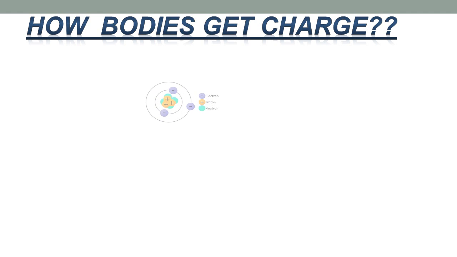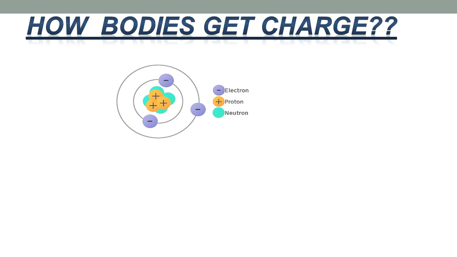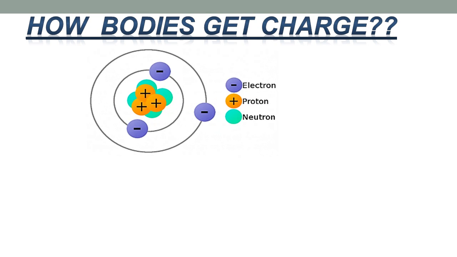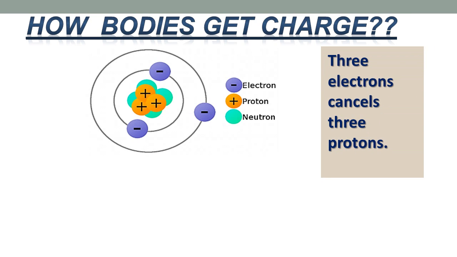After studying electricity, the first question which comes to our mind is, how do bodies get charged? Because if we look at the structure of an atom, it contains an equal number of protons and electrons. That means all the positive charge is equal to all the negative charge, which cancel each other, and at last the atom we get is neutral. That means it contains no charge.